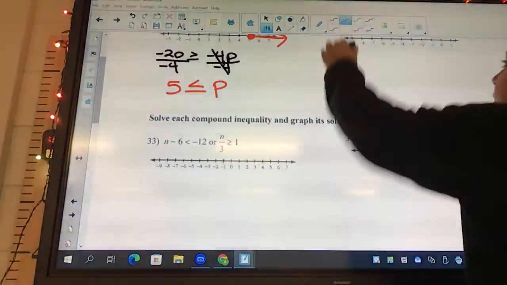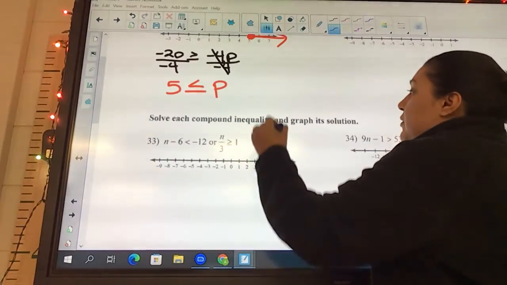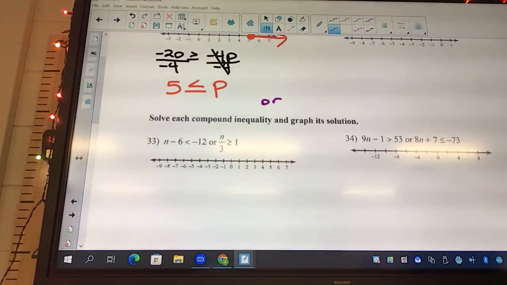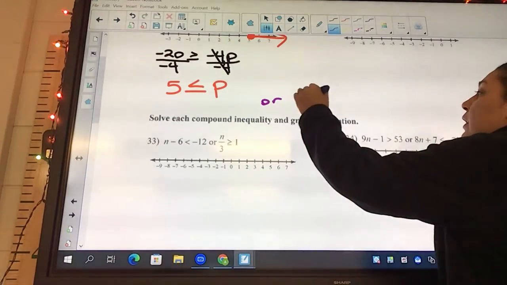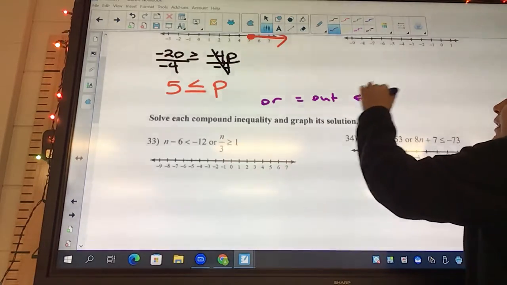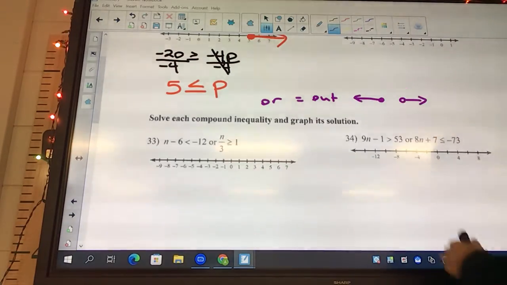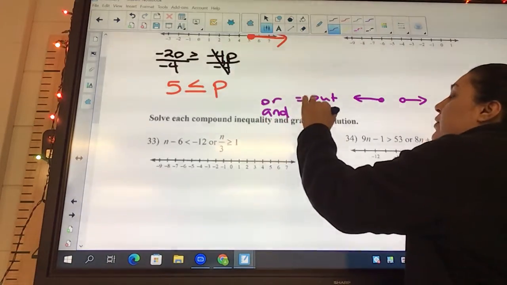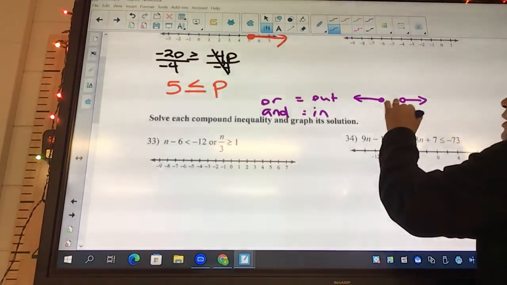Okay, the one thing I want to say about compound inequalities, we got and, or. What does or look like? They go that way, right? Yep, ors go out, meaning that they should look something like that. It might be open, it might be closed. What about and? Ands go in. So it should be something like this.